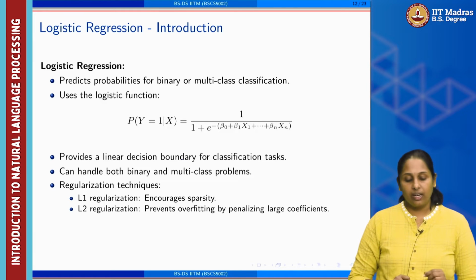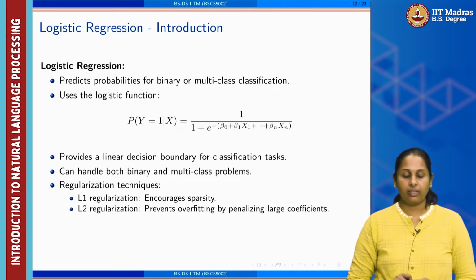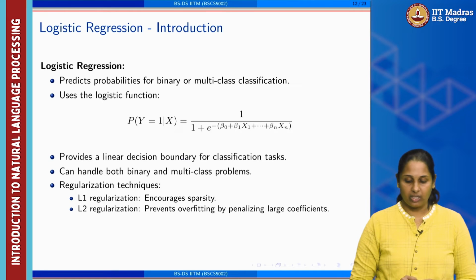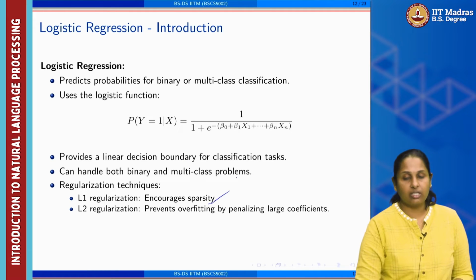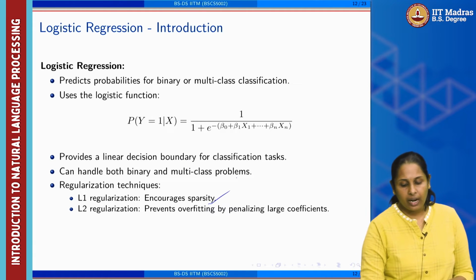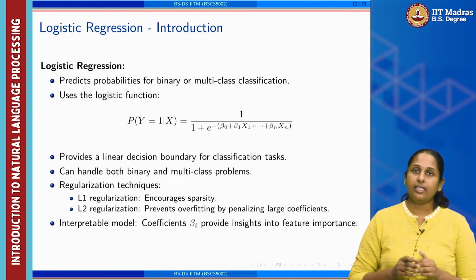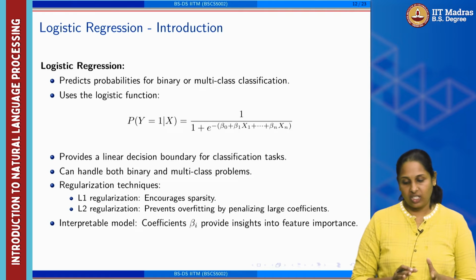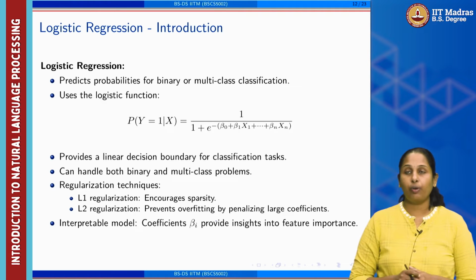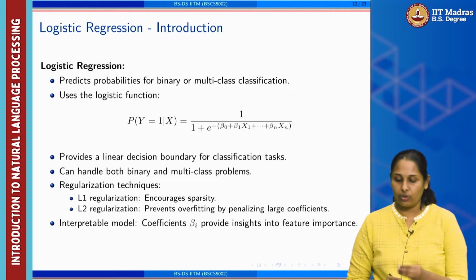Here regularization is the most important thing. There are multiple types of regularization; it encourages sparsity, and it also prevents overfitting by penalizing large coefficients. Again, it is an interpretable model, where the coefficients beta of i provide insights into the feature importance.